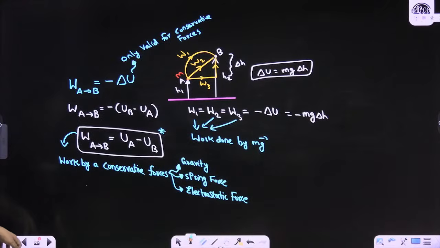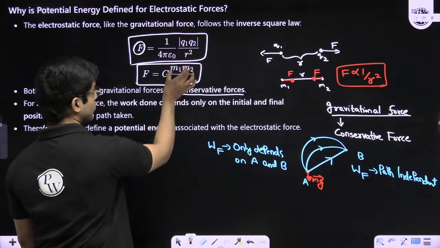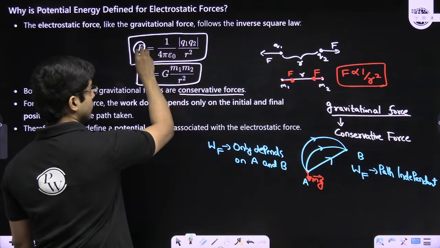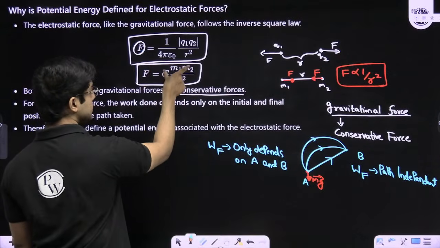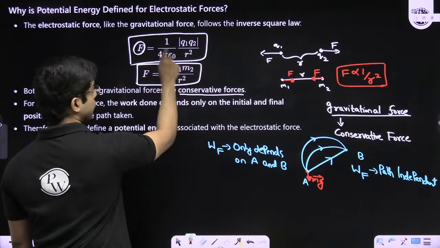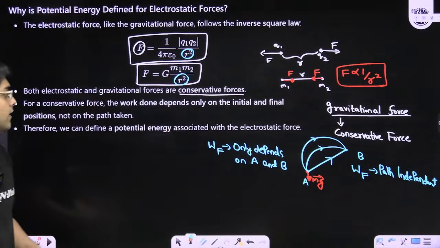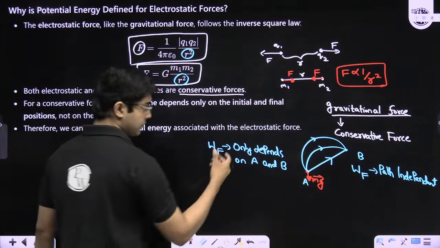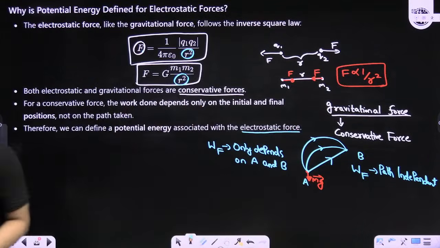And the reason why this is a conservative force is because it's exactly similar to gravity, right? There is no difference between the main law. They're both inverse square laws. Everything else are constants, but force is inversely related to r square in both these laws. So now we can define a potential energy for the electrostatic force. So that is what we are going to do now.